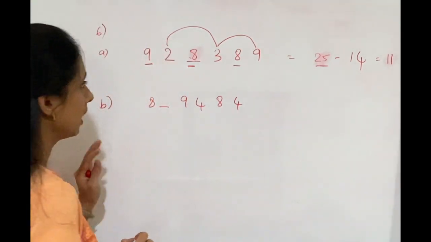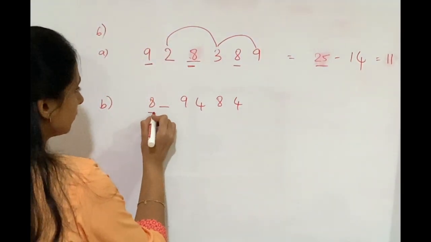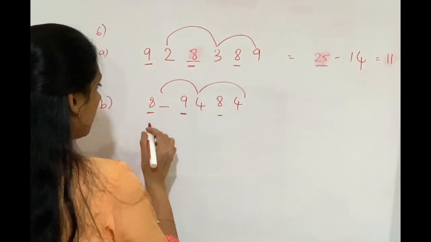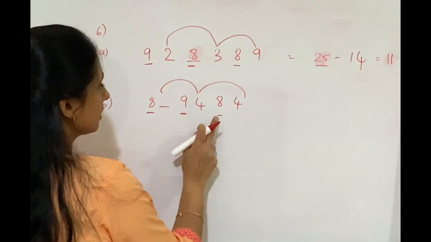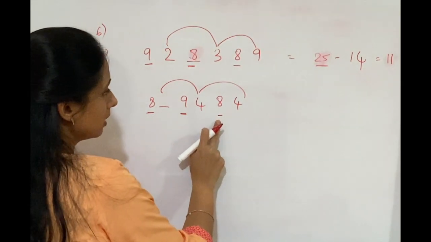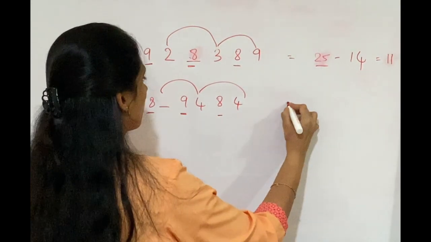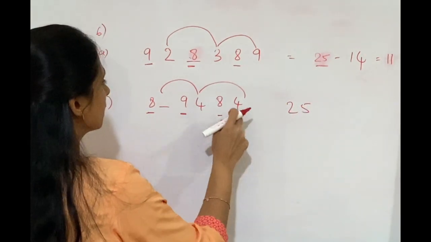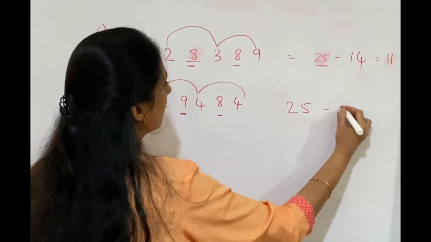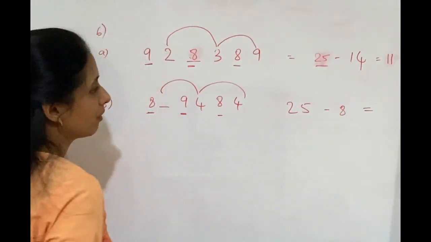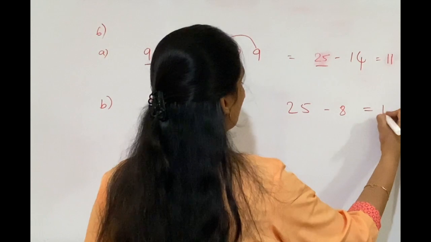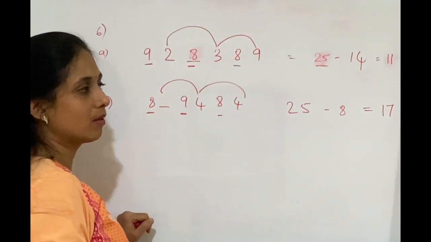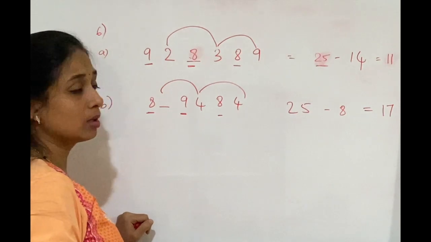Okay. Same way, let us try this problem. Alternate digits. Okay. So 8 plus 9, 17. 17 plus 8 is 25. Okay. I have 25. Here I have 4 plus 4, 8. Okay. So minus 8 is what? 25 minus 8 is 17. Okay. So what should I have? I should have any number that is divisible by 11.